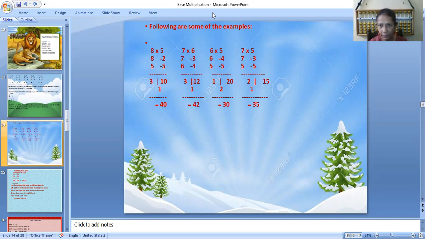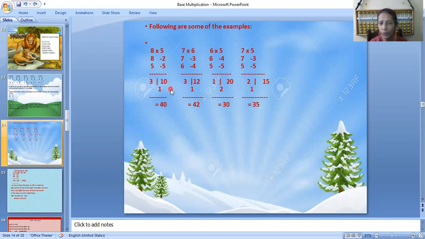So I'm going to explain how you can do these questions. Now you see here, this is minus 2 into minus 5, which is equal to plus 10. Look at the next example, minus 3 into minus 4, here you will get 12. Look at the next example, minus 4 into minus 5, you will get plus 20. Look at the next example, minus 3 into minus 5, here you will get 15.